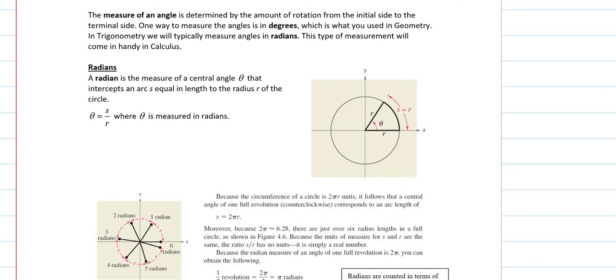A radian is the measure of a central angle theta that intercepts an arc s equal in length to the radius of the circle. So this radius here is the same length as this radius here, because all radii are the same length in one particular circle. And then we say that the arc that is made from that angle, we're going to set it so that it is also the same distance as r. So theta is measured in radians in that case.